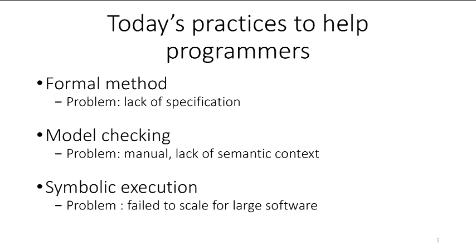To help programmers, there are three major ways: formal methods, model checking, and symbolic execution. Formal method is a promising way, but it requires specification. But making specifications is time-consuming, and most APIs lack them. The second is model checking. Model checking also requires manual analysis to define the model, and it lacks semantic context. And for symbolic execution, the problem is scalability. These days, there have been a lot of improvements in the scalability of symbolic execution, but still it is hard to apply to large code.